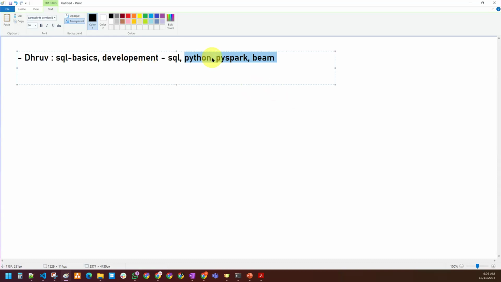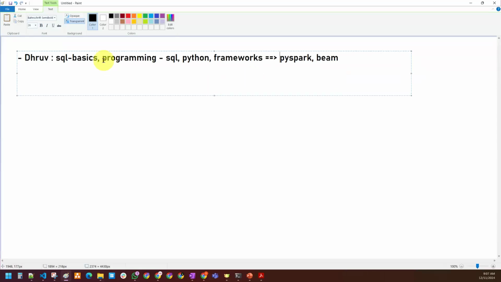I'll tell you this one thing. SQL and Python are programming, and these others are big data frameworks to process big data. This is something I want you to understand. SQL and Python are programming. SQL is a database language, but I'm still considering it a programming language. So for programming, SQL and Python we are covering, and for frameworks, PySpark we are covering. SQL basics is very important for the course.